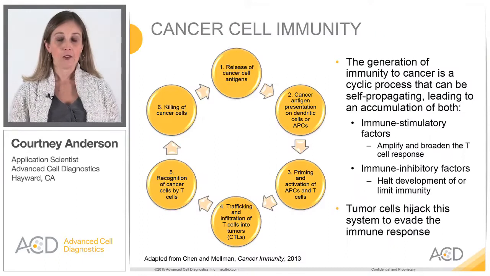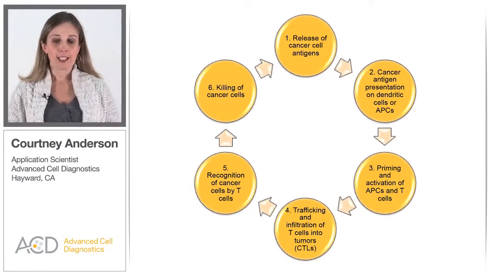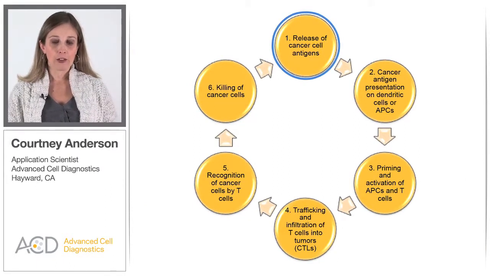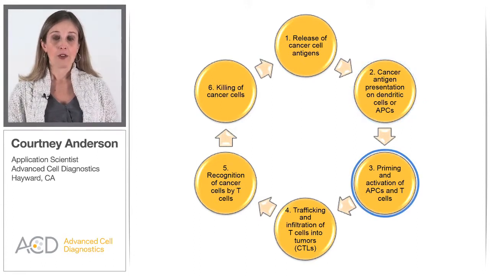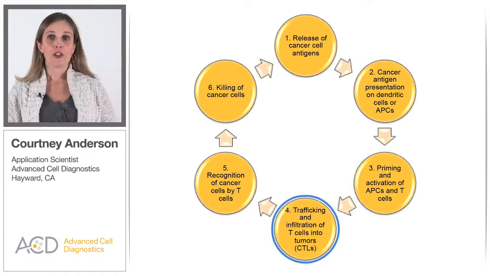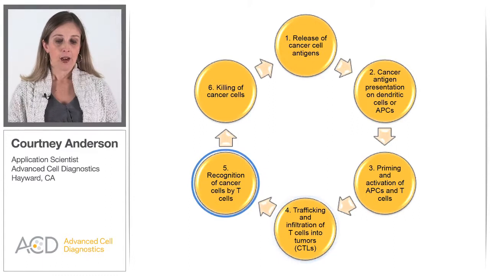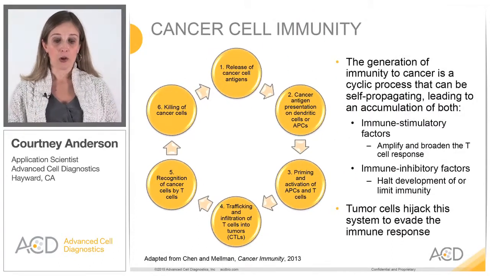And I'd first like to start just by giving a brief background on cancer cell immunity. The generation of immunity to cancer is a cyclic process that can be self-propagating. It starts by the release of cancer cell antigens from the tumor cell. These cancer antigens then get presented on either dendritic cells or antigen-presenting cells, also known as APCs. There's priming and activation of the APCs and T cells, and then trafficking and infiltration of the T cells into tumors. The tumor cells are then recognized by the T cells, and then killing of the cancer cells then occurs. And this cyclic process then starts all over again.